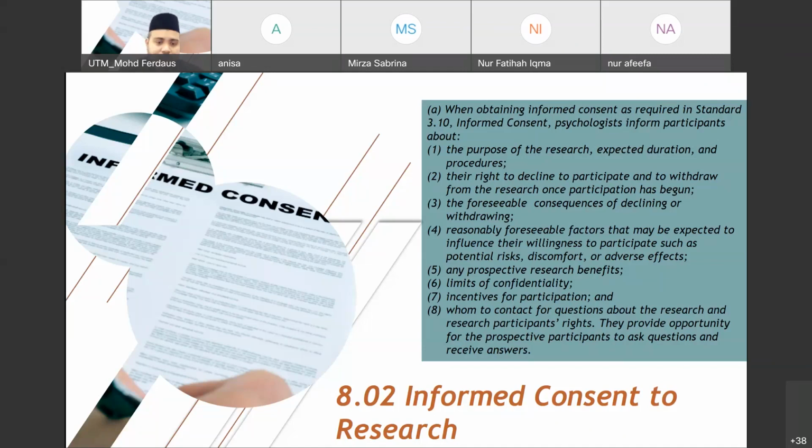As a psychologist researcher, we need to inform participants what the risk is. What are the potential effects if they answer, if their score is high or low? Whether they are going to feel discomfort or uncomfortable while being involved in the interview or the questionnaire.